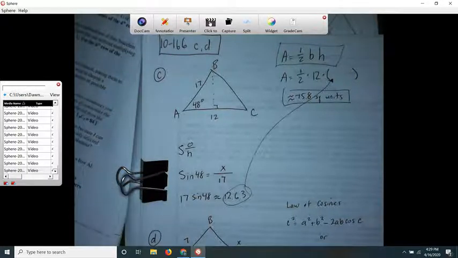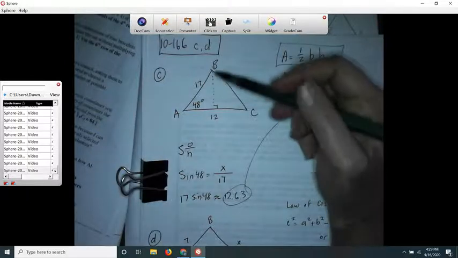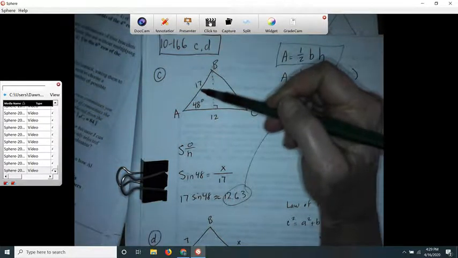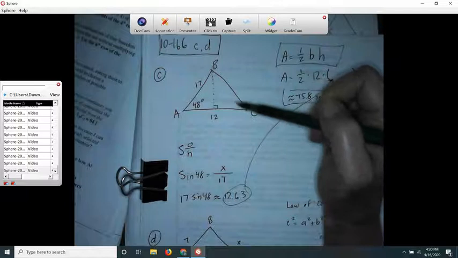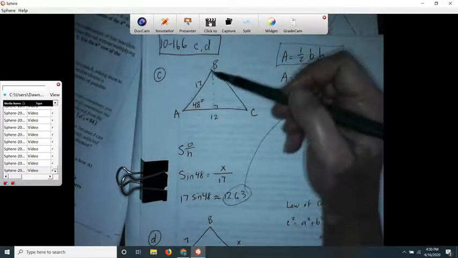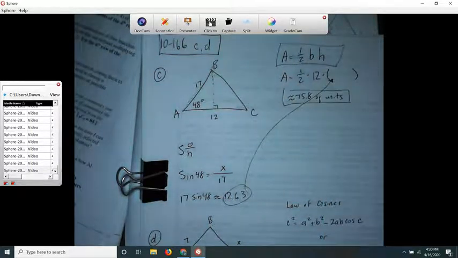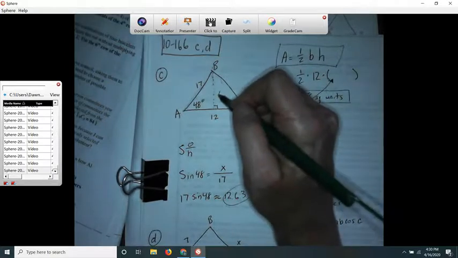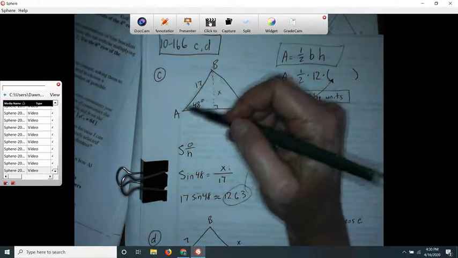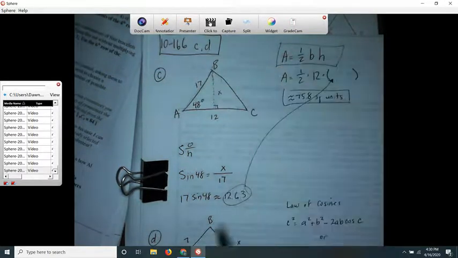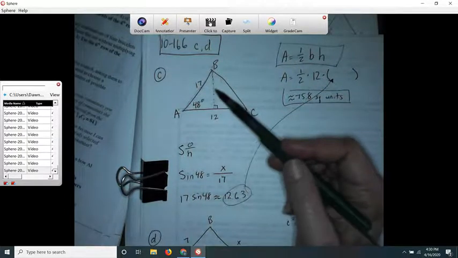And so I just drew a height right here. I drew it here rather than, say, here or somewhere else, because I wanted there to be a hypotenuse where I knew the whole length of the hypotenuse. That's why I drew it that way. And then I can get this height by just calling it x, and now that I have a right triangle, sine is opposite over hypotenuse, so I can say sine of 48 is x over 17.